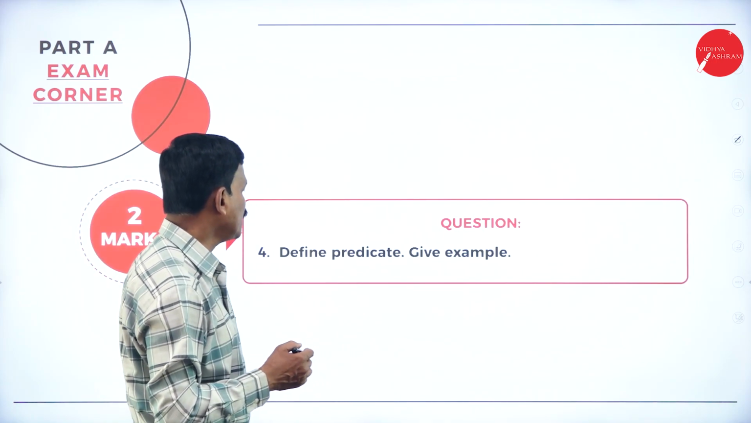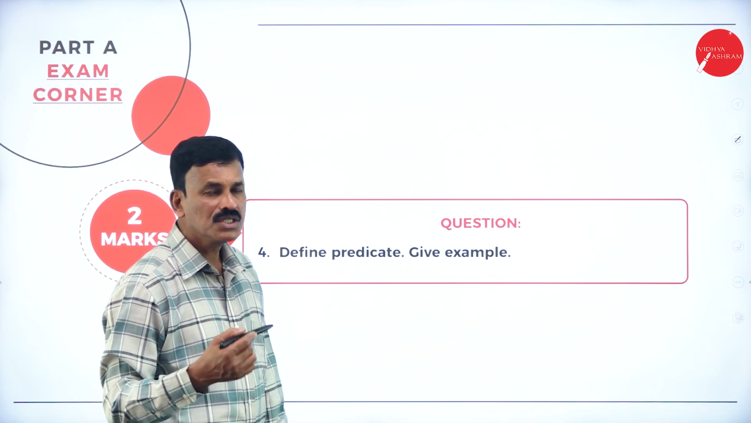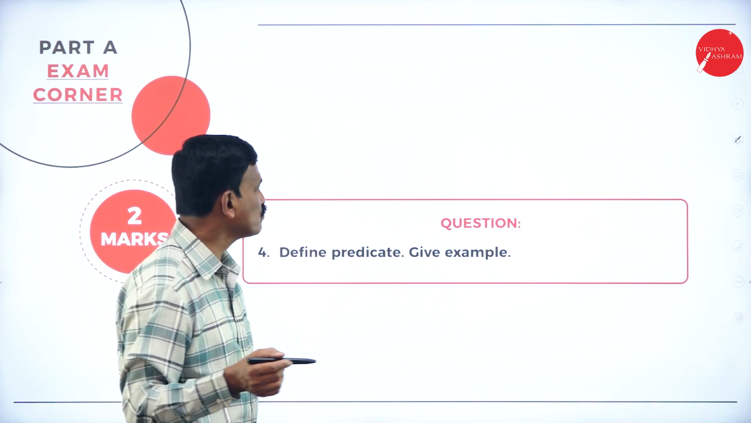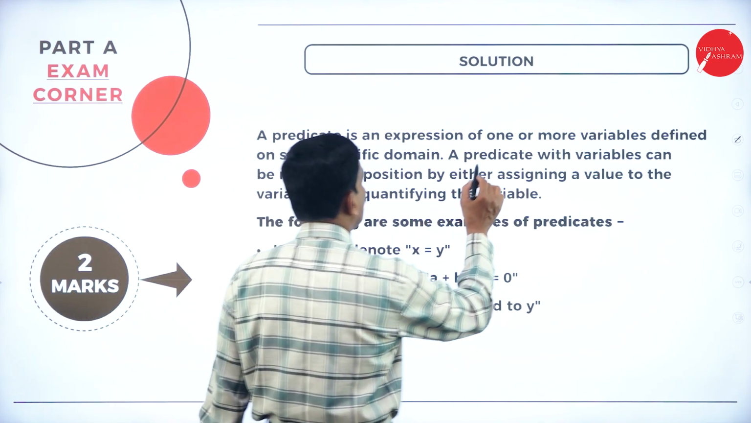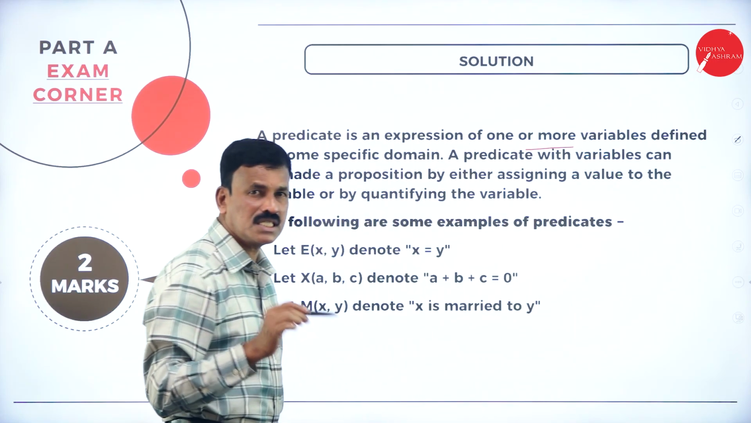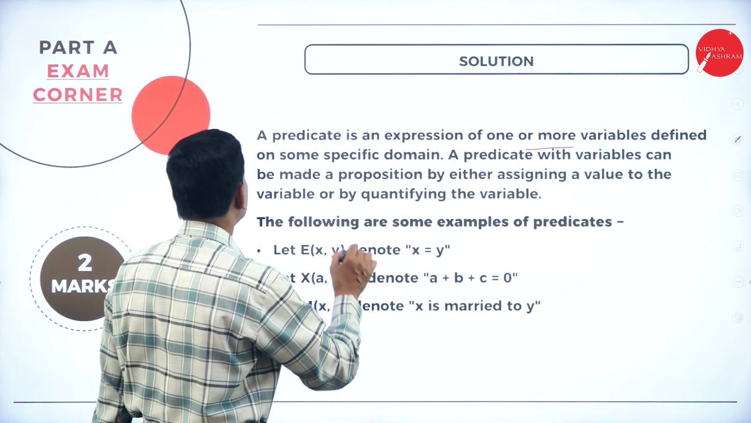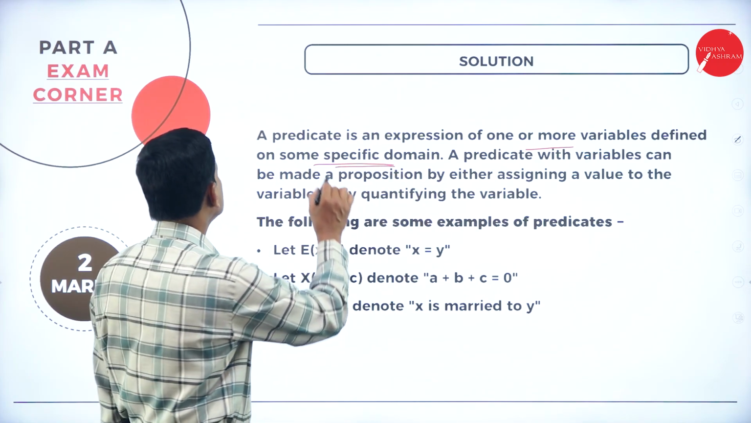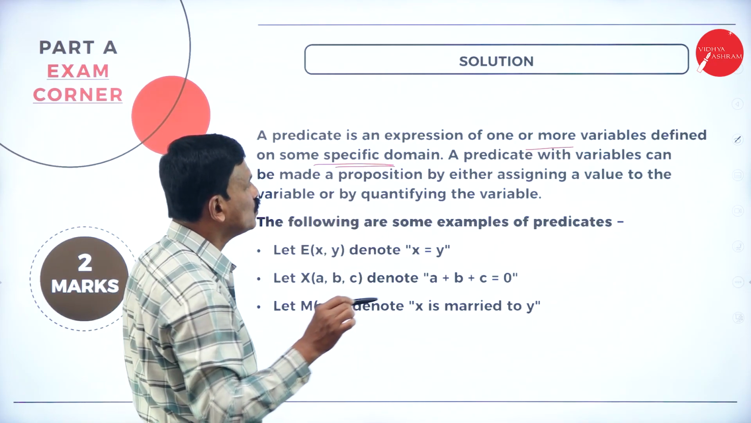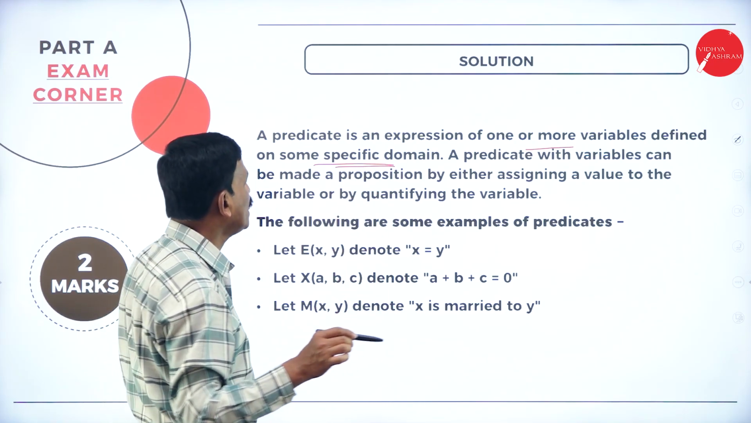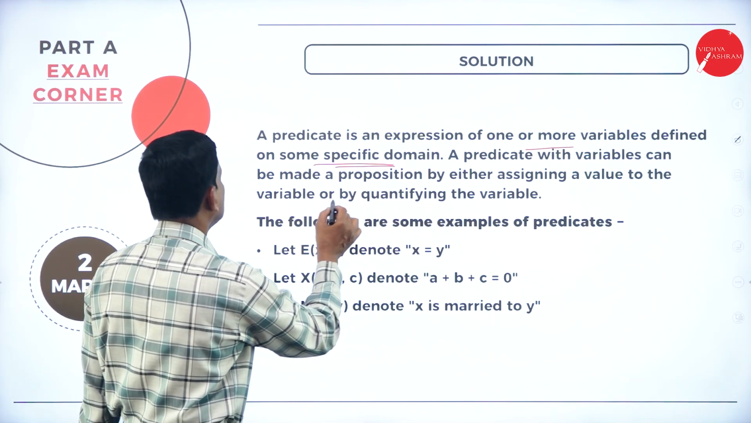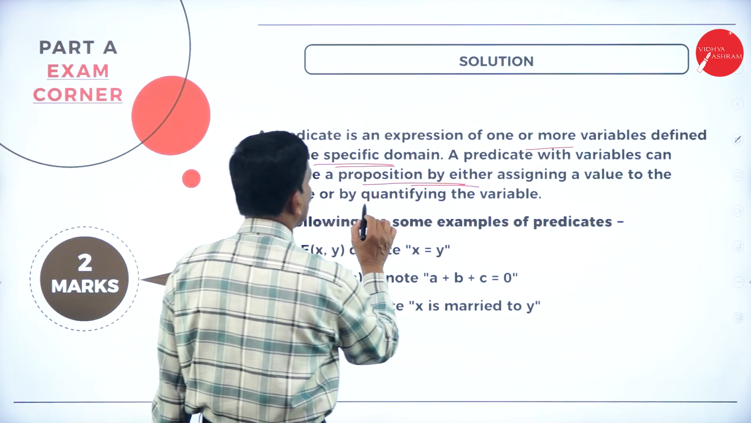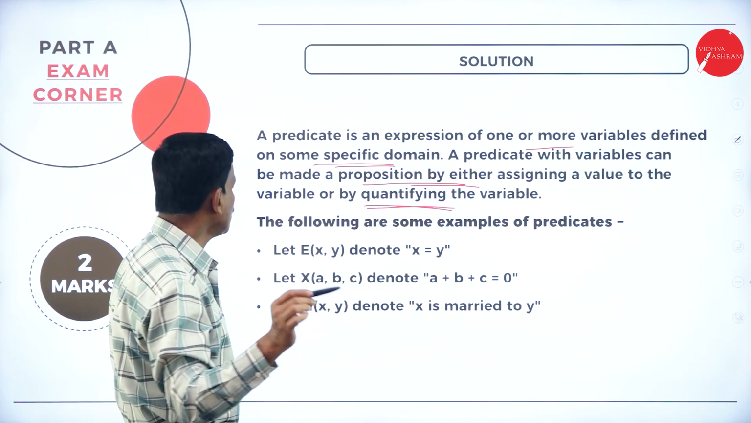Fourth question. Define predicate and give an example. So, how to define a predicate? A predicate is an expression of one or more variables defined on some specific domain. A predicate with variables can be made a proposition either by assigning a value to the variable or by quantifying the variable. Let us take an example.